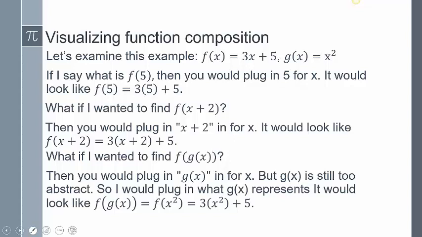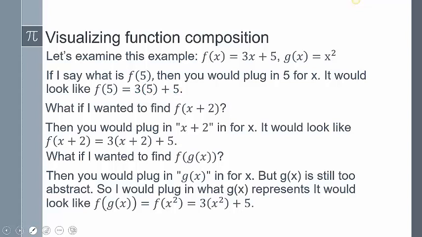Now visualizing a function composition even further, if I examine this example here, f of x equals 3x plus 5 and g of x equals x squared. When we say f of 5, what that means is I'm taking 5 and you plug it into the f function. Well, I have an f function here and I have a g function here. That's how I know which function to plug it into, because this letter identifies that function. So it says plug 5 into my f function.